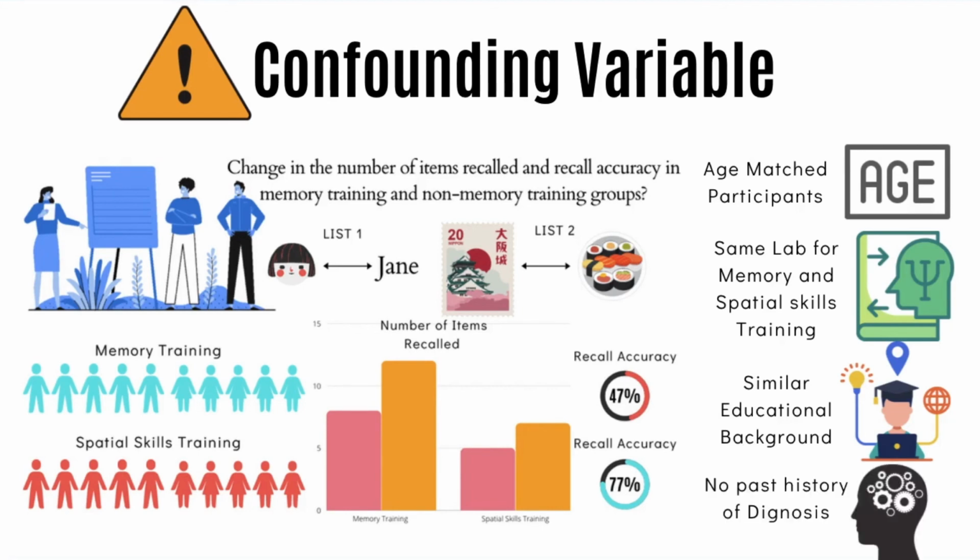Finally, if the participants have a diagnosis of a specific psychological or neurological condition, this could also impact their recall performance, and thus the difference in recall performance could be stemming from the difference of having a specific condition, and not as a function of the difference in training session types.